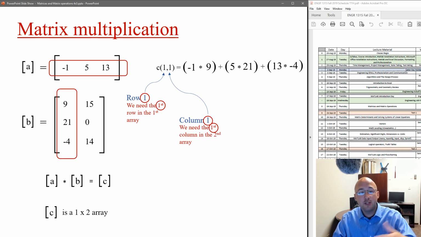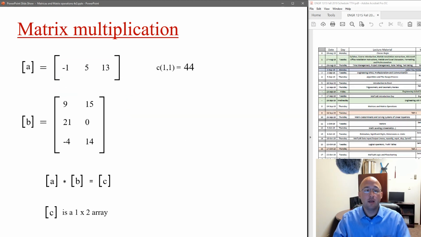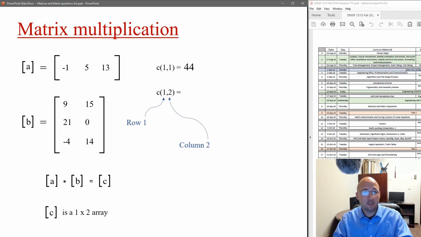As you can see, we now have the summation. We have 2 additions there, adding all of this up: the summation of the piecewise multiplications. Once I complete that math, we get that it equals 44. Now, because it's a 1 by 2 array, I have the element in row 1, column 1, but there's also a row 1, column 2, so now I'm going to focus on that. Again, that index, row 1, column 2, tells me I need the first row of the first matrix in my multiplication, A.